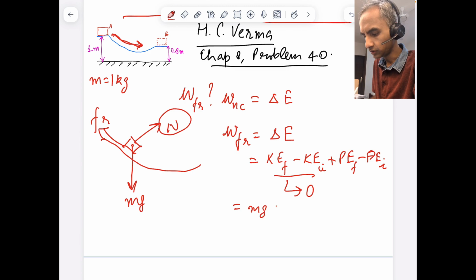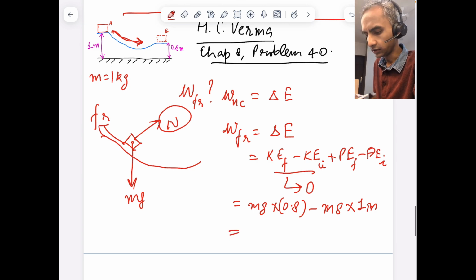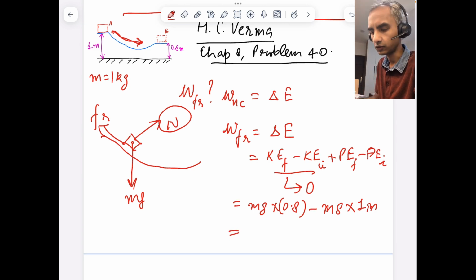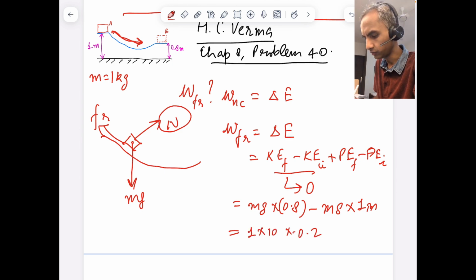mg times 0.8, right? That's the final height, minus mg times 1 meter, right? Now, if we take g as 10, which normally we do in the case of HC Verma, so we have 1 into 10 into 0.2 negative, that works out to minus 2 joules.